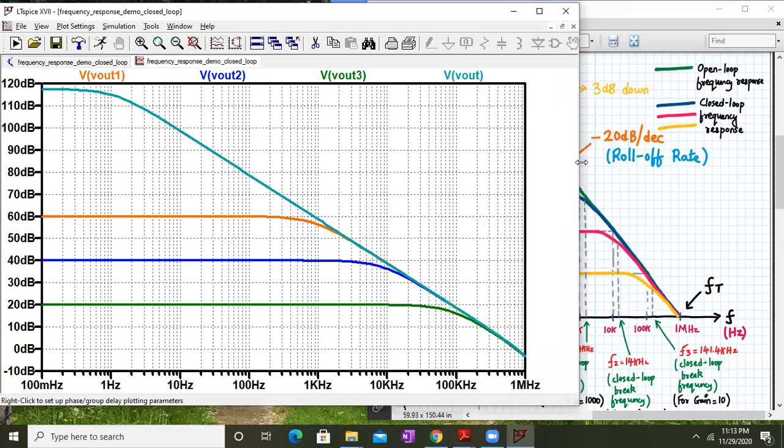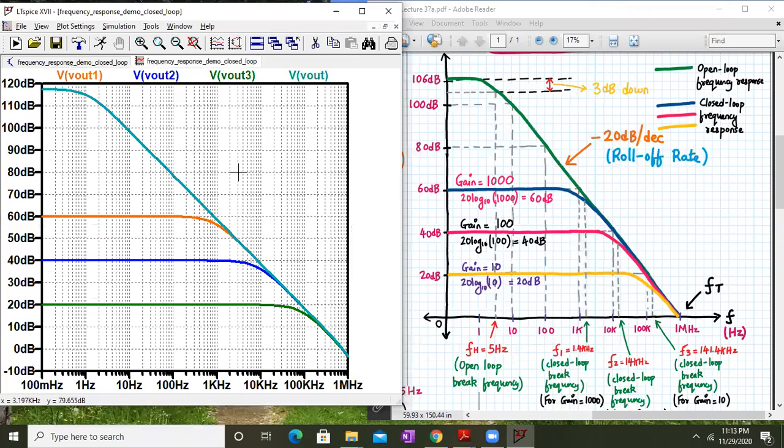I hope that the screen is visible now. So the curve on your left hand side, which is obtained in LTspice, and whatever curve we have discussed just now are exactly the same. There is absolutely no difference at all. You can see over here clearly, this is the open loop frequency response. Maybe it's not starting at 106 because it's OP07.